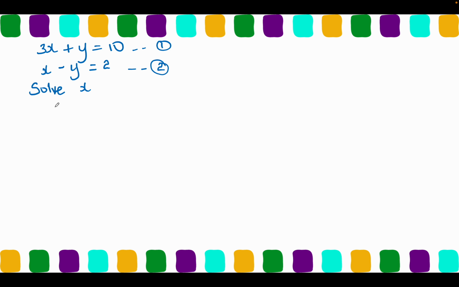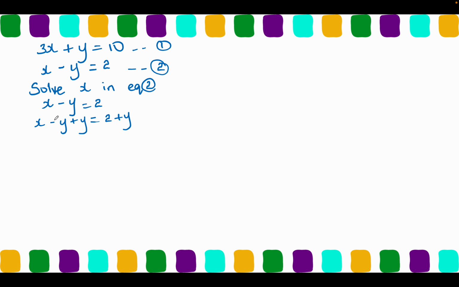So basically I want x by itself in equation 2. Now I have x minus y is equal to 2. And because the y here is being subtracted, I'm going to add y on both sides to get rid of it from this side.